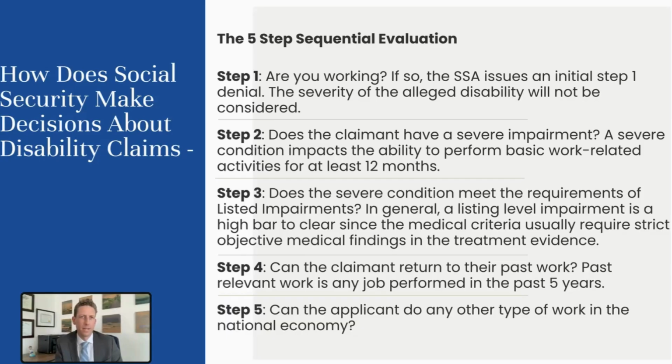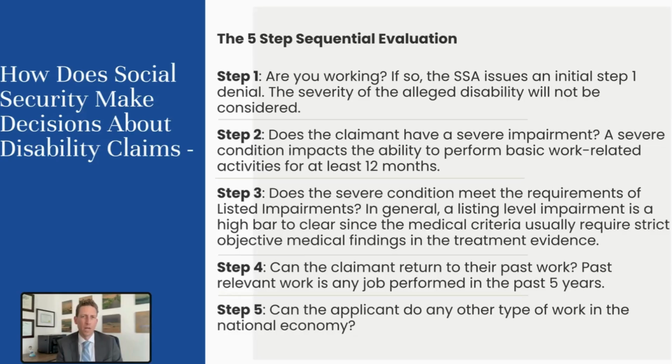And in this system, this year in 2025, they consider work any month where you're grossing over $1,620 gross per month, net if you're self-employed, even if it's part-time. So if Social Security sees work that's at that level, they're not even going to look at your medical records. They'll issue something called a step 1 denial.